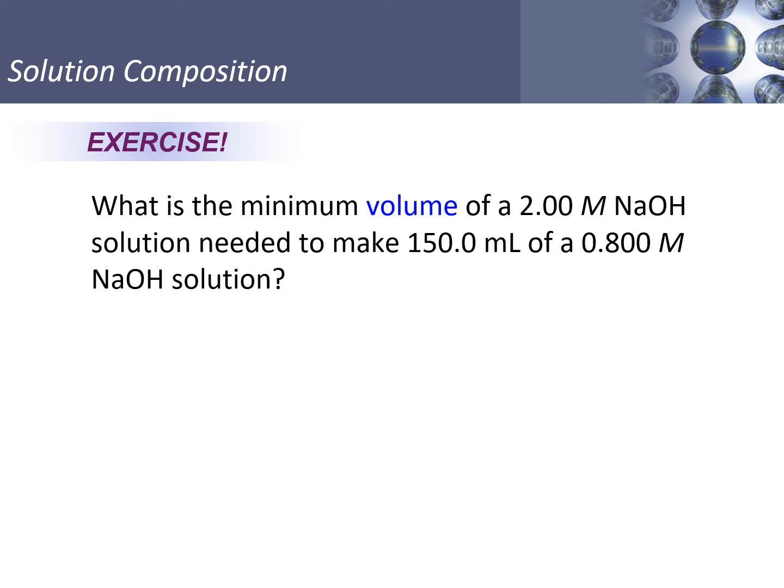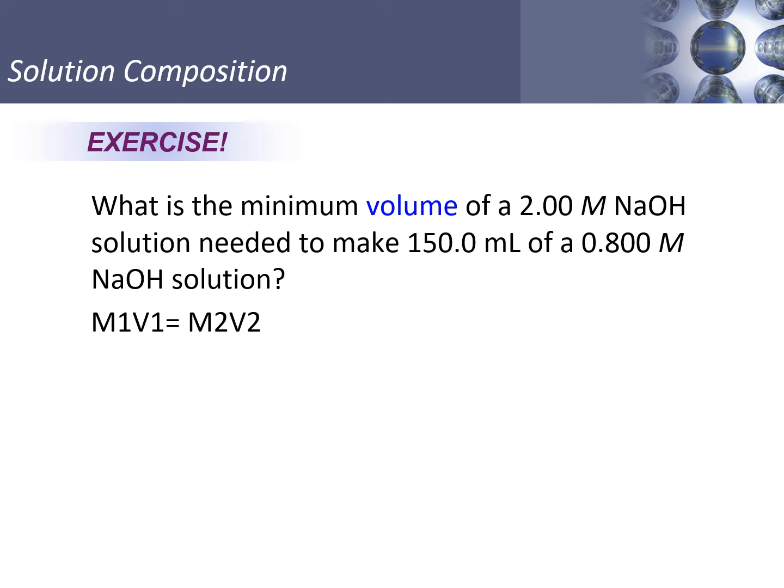And just to practice with this calculation, what is the minimum volume of a 2.0 molar NaOH solution needed to make 150 milliliters of a 0.8 molar NaOH solution? So our formula, M1V1 equals M2V2. I try to make the original M1V1 the stock solution, the more concentrated one. It really doesn't matter. What does matter is keeping the molarities and the volumes matched together.